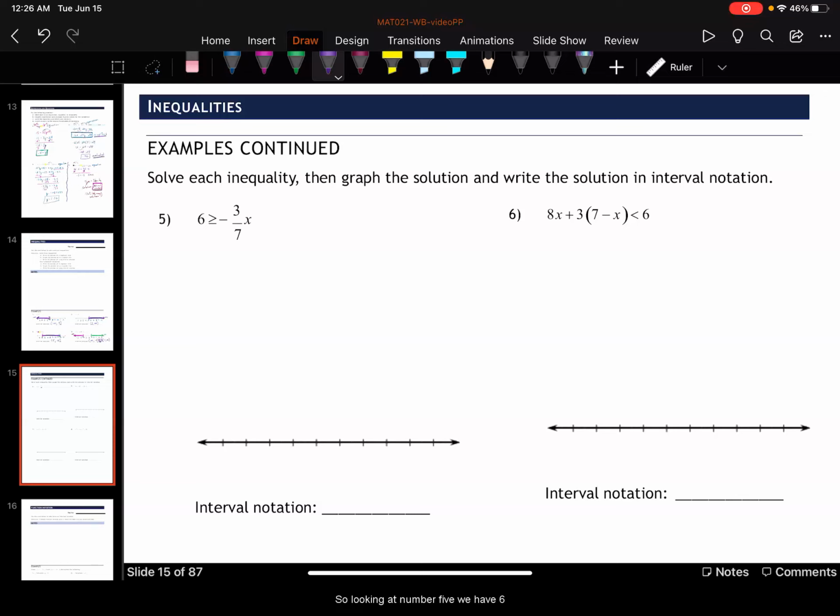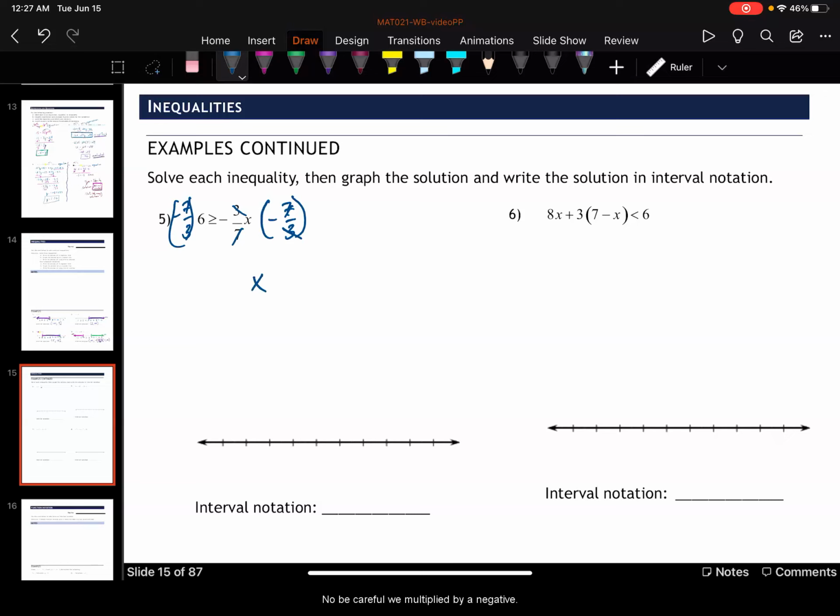So looking at number 5, we have 6 is greater than or equal to negative 3/7 times x. Since we have a fraction here, the easiest and quickest way to get rid of it is to multiply both sides by the reciprocal of our fraction. So I can multiply both sides by negative 7/3. This will get the 3 to divide out, the 7 to divide out, and a negative times a negative is going to leave me with a positive x.